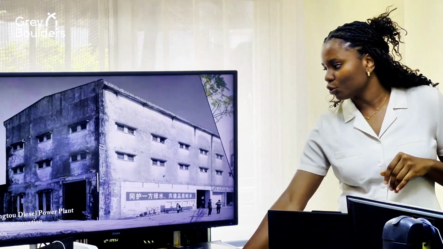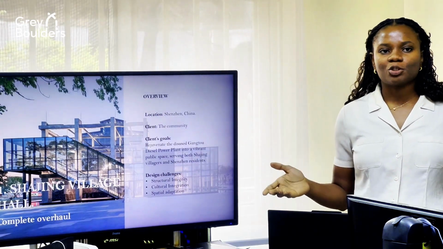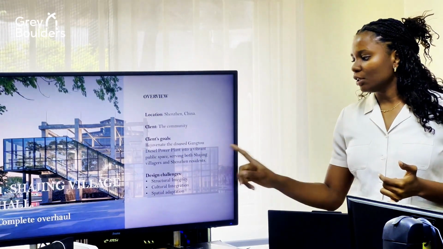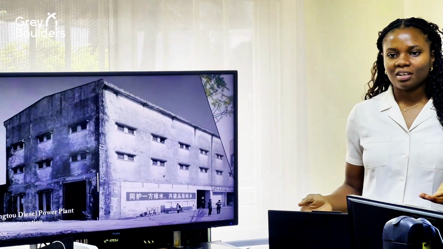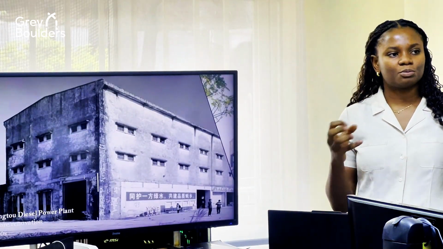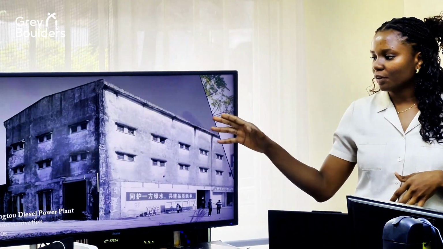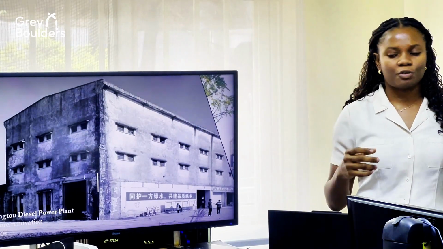So when it comes to number one, structural integrity, it's very old. Most of the structures won't be good anymore to work with. They needed to solve that. The cultural integration: it's a basic building. There's nothing cultural about it. So they needed to find a way to put in their culture. And finally, the spatial adaptation. A big power plant, so they had to find ways to separate the areas that would work for the community.